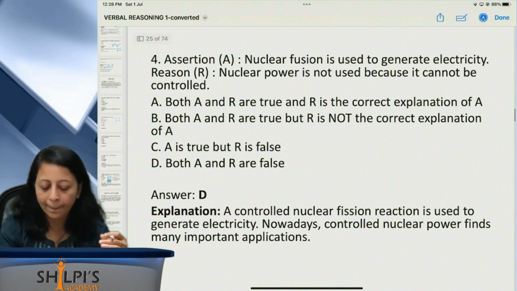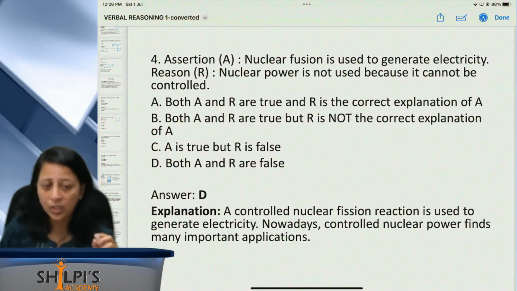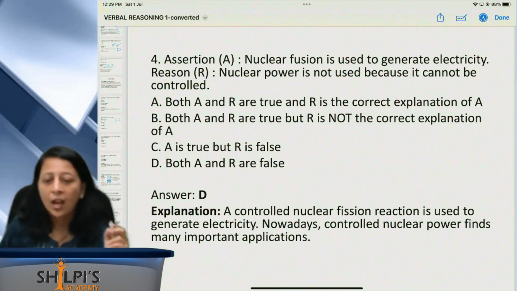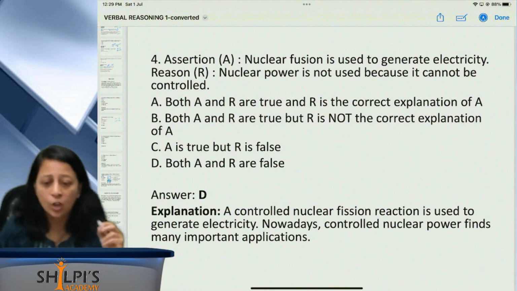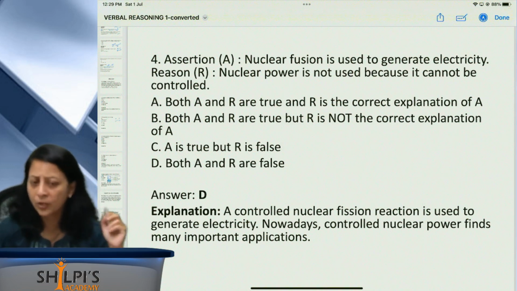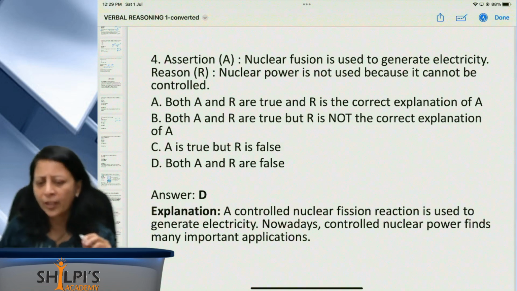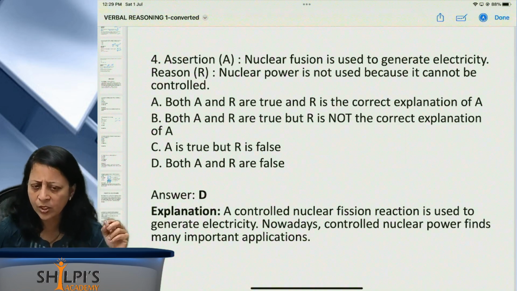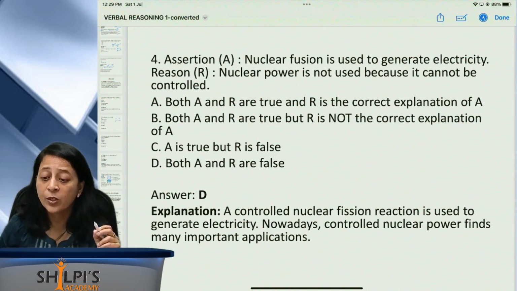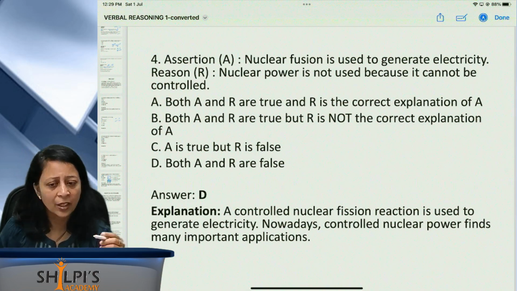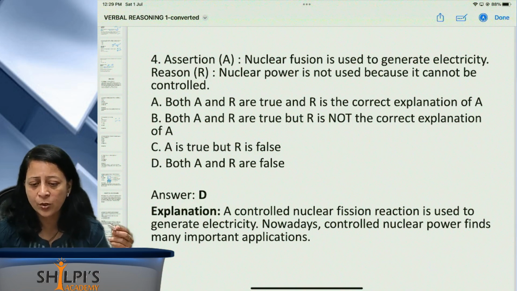Okay, next one. Nuclear fusion is used to generate the electricity. That's your assertion. And the reason is: nuclear power is not used because it cannot be controlled. Okay, do you think both the sentences are correct? First of all, nuclear fusion is used to generate electricity. Do you use nuclear fusion or nuclear fission? We use nuclear fission to generate the electricity. Nuclear power is not used because it cannot be controlled. So both are wrong. It's because a controlled nuclear fission reaction is used to generate the electricity.